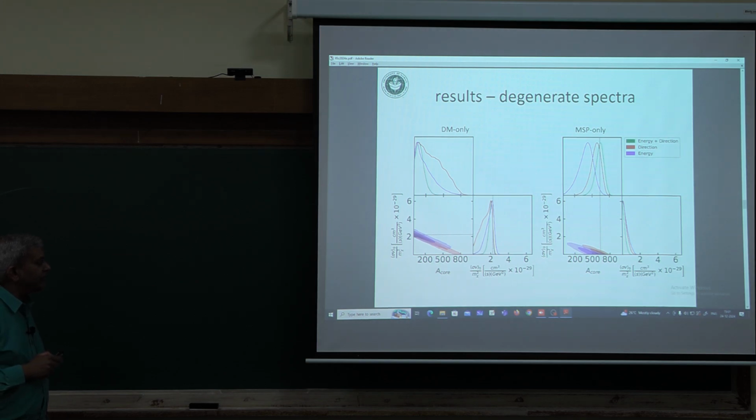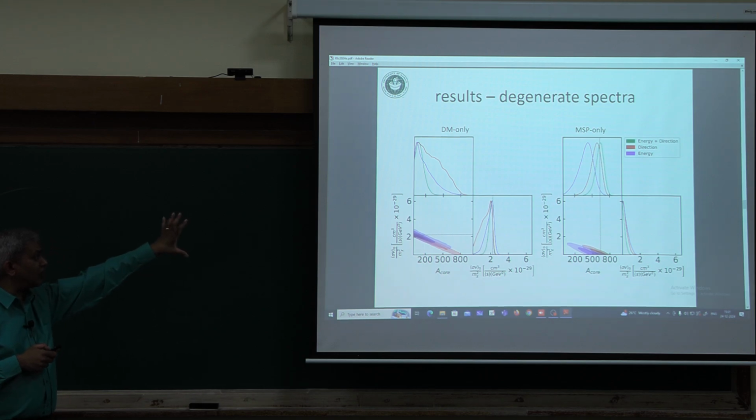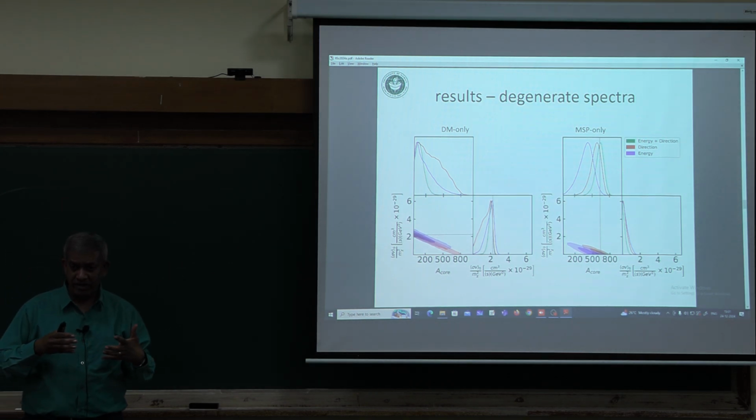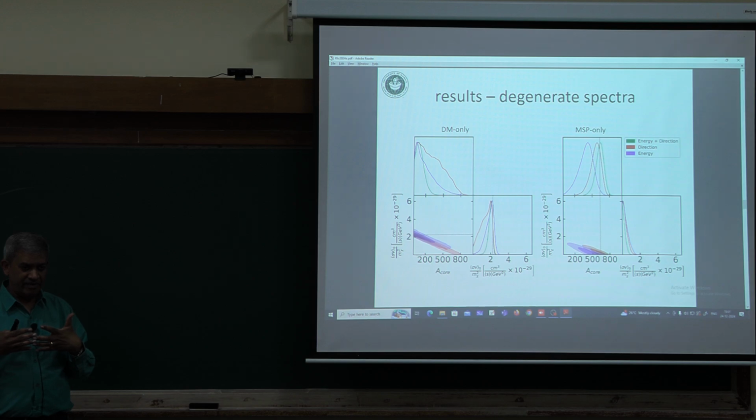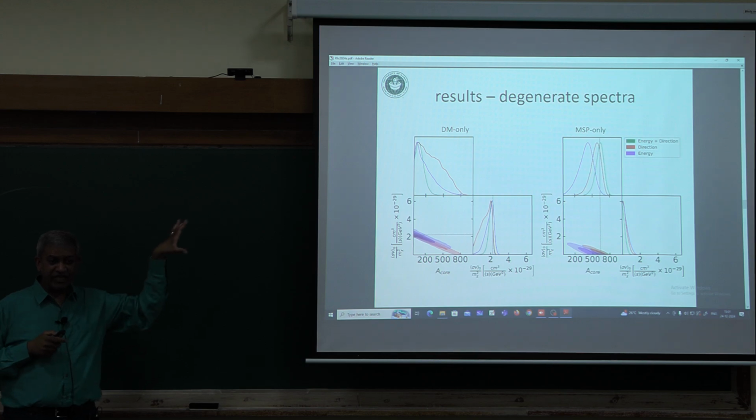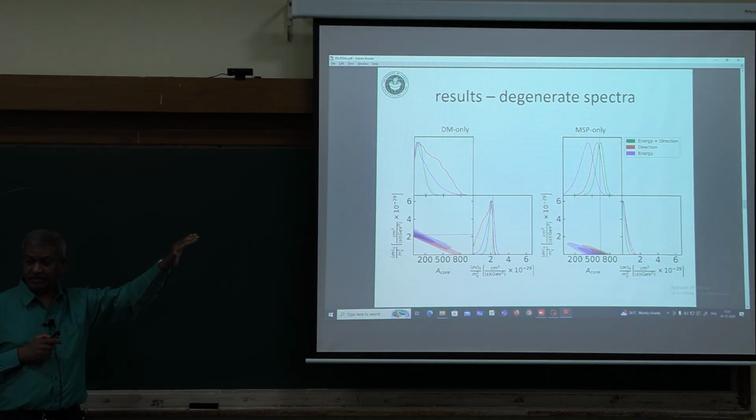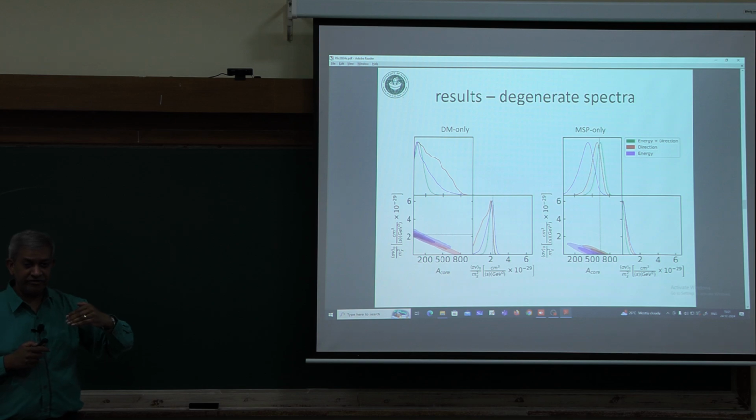Now in that case, you'll notice something a little bit interesting, which is that even if I use energy information only, I can still reconstruct the true model, whether it's dark matter only or millisecond pulsar only. Even if I only use energy information, I can still reject the wrong model. If it's only dark matter, it's not millisecond pulsars. If it's only millisecond pulsars, it's not dark matter. That might seem weird because I'm only using energy information. I'm not using any clumpiness of the signal. I'm just using the energy spectrum, and I've set the dark matter spectrum to be exactly the same as the millisecond pulsar average spectrum. So how can I tell the difference?